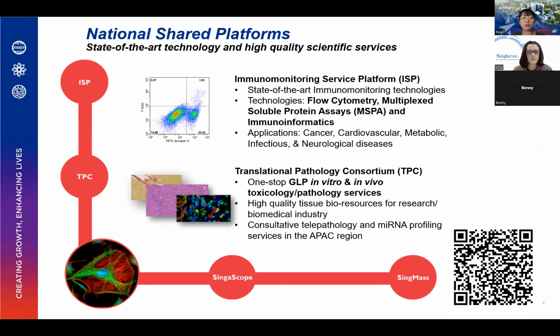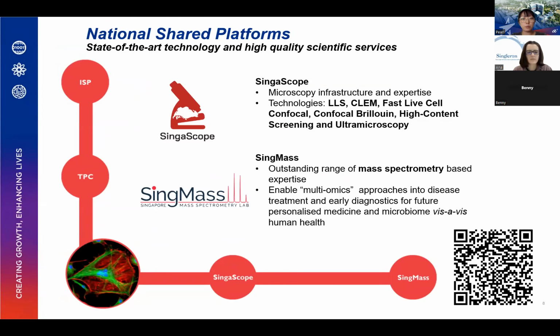The first one is the immune monitoring platform, which is based in SIgN, focusing on flow cytometry, multiplex soluble protein assay, and immunoinformatics. The second one is Translational Pathology Consortium, which is based within IMCB. They partner with various pathology facilities across Singapore, focusing on the in vitro and in vivo toxicology, as well as the histopathology services. The third platform is SynEcoSys, which brings together the microscopy facilities from A-star, NUS, NTU, and SingHealth, making them available to the research community.